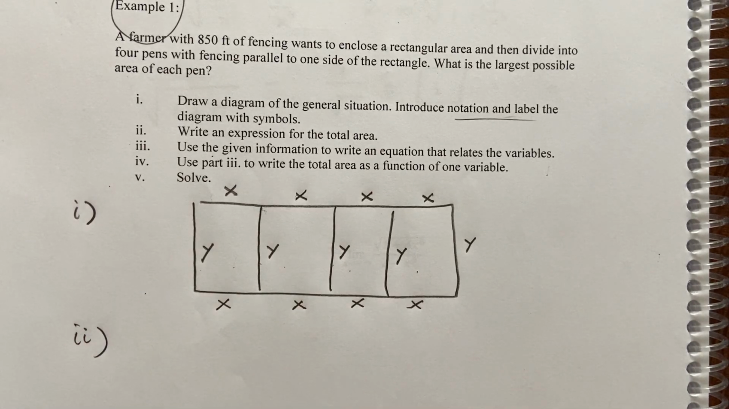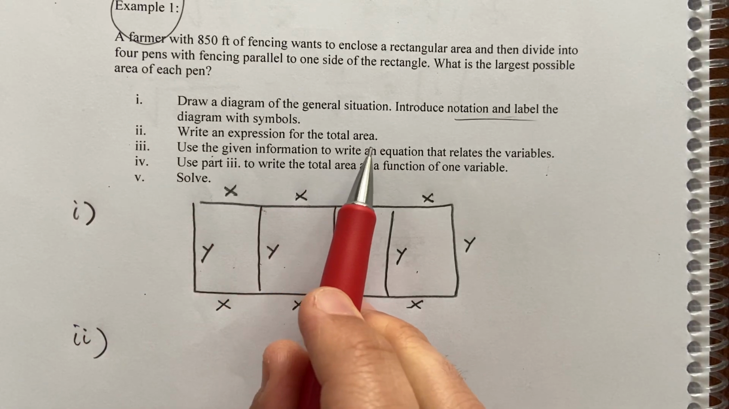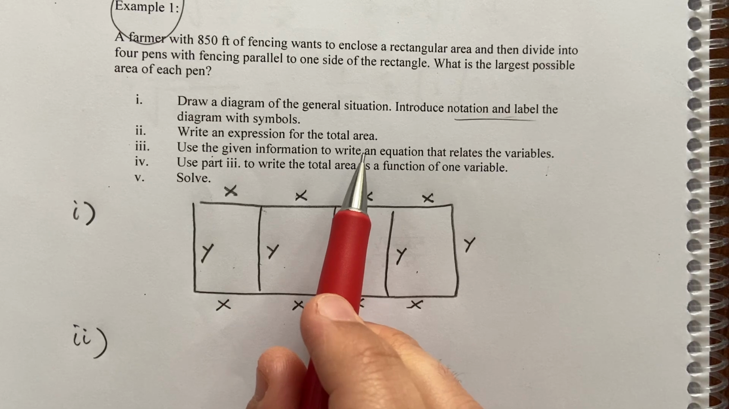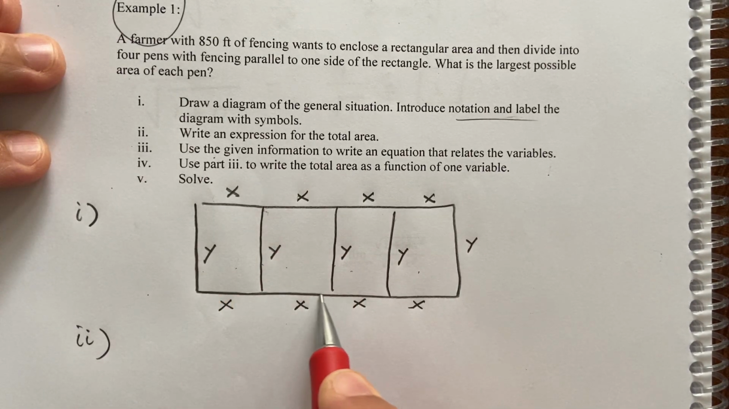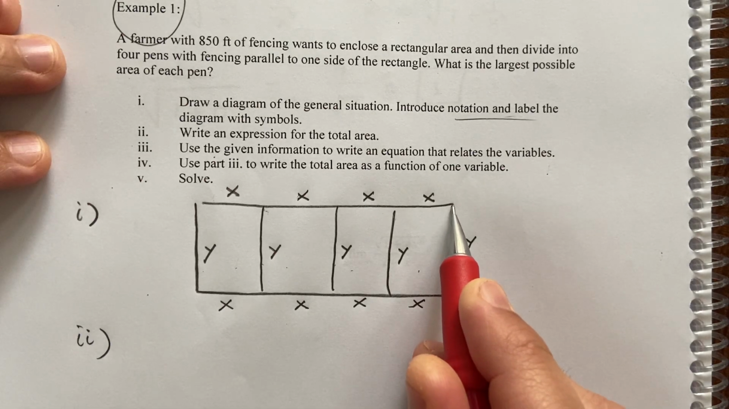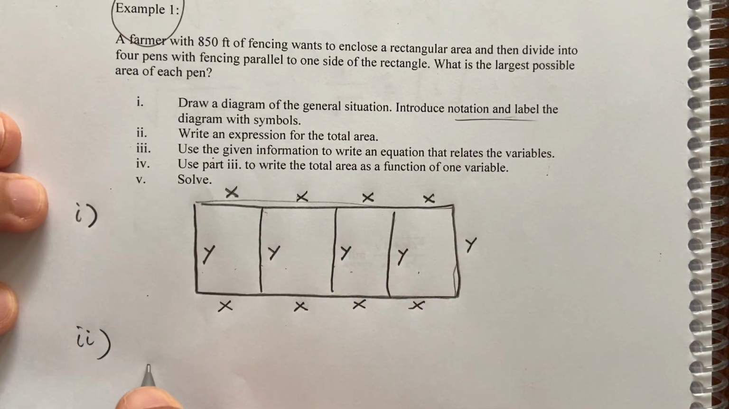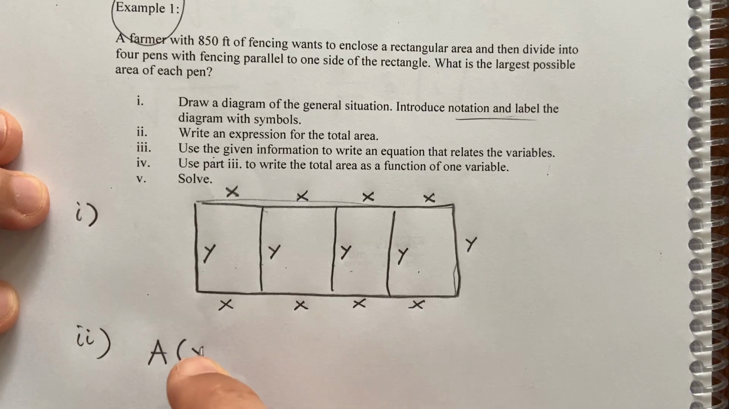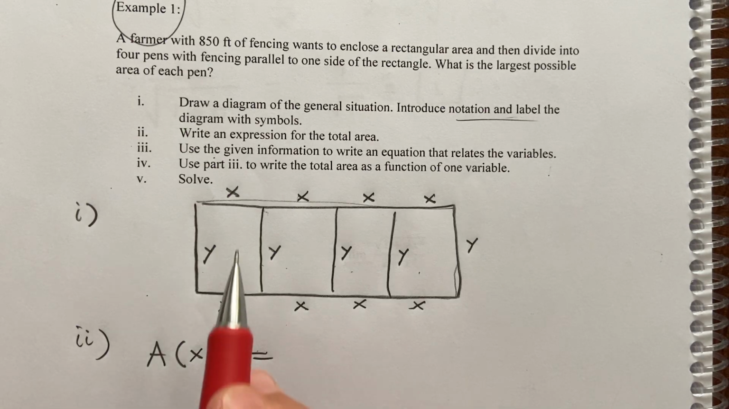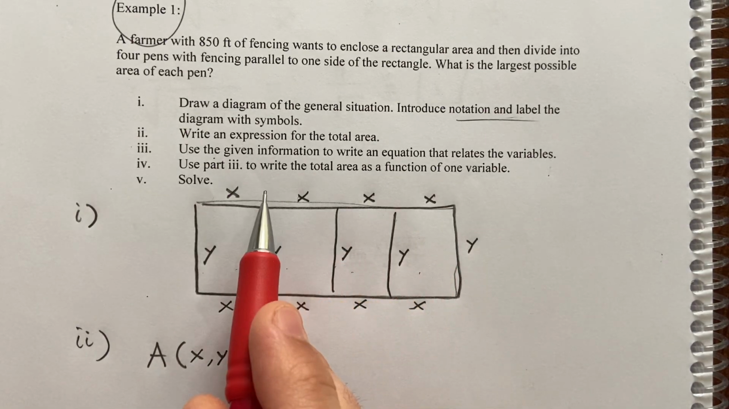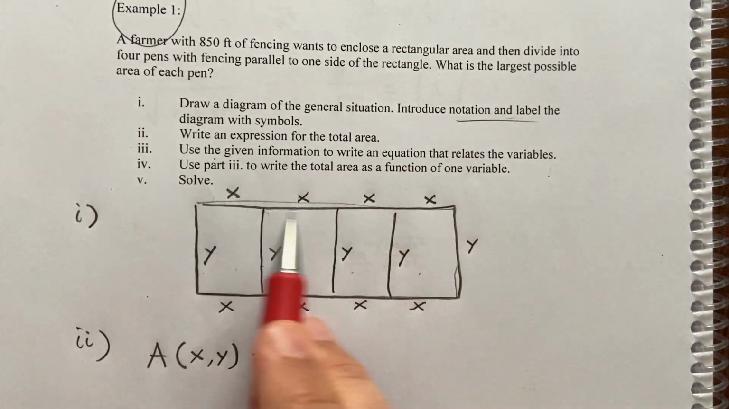Step 2 says write an expression for the total area. So if this is our rectangle, then its total area will be a function of both x and y. So when you have a multivariable function, you can go ahead and use comma and then list all the variables involved. So the area would be this length of the rectangle times this length. In other words, length times width.